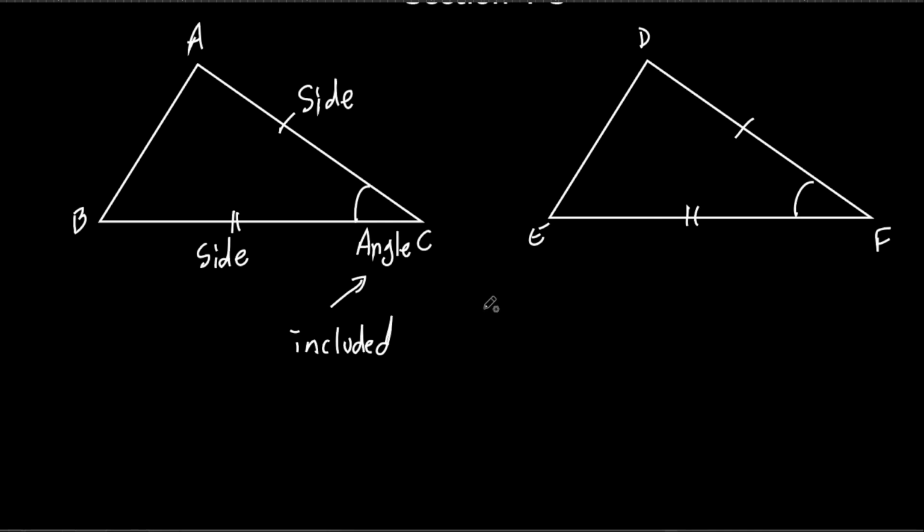Okay, let's write that down. But we don't have to write those words, side, angle, and side. Guess what we're going to do? We're going to shorten it to what? Yep, we're going to go S, A, S. Now, we don't say SAS, but we just say side, angle, side.